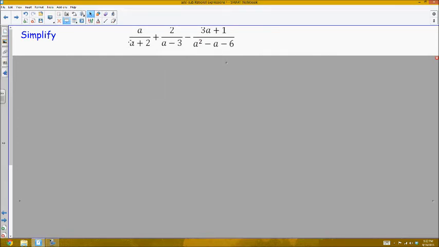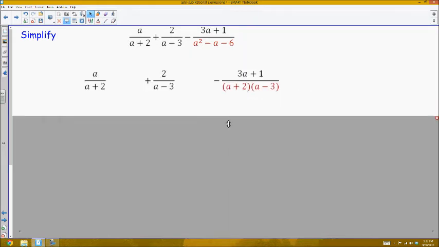But rather than multiply my first denominator by both the second and the third, I observe that my last denominator looks like it can factor. In fact, when I factor it, I end up with a plus 2 times a minus 3, which happen to be both factors that are present in the first ones. So really, the only factor that's missing from the first denominator is the a minus 3.